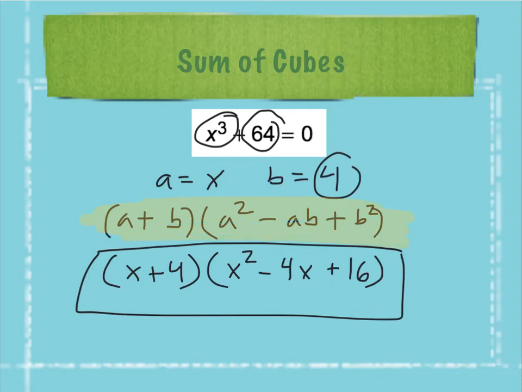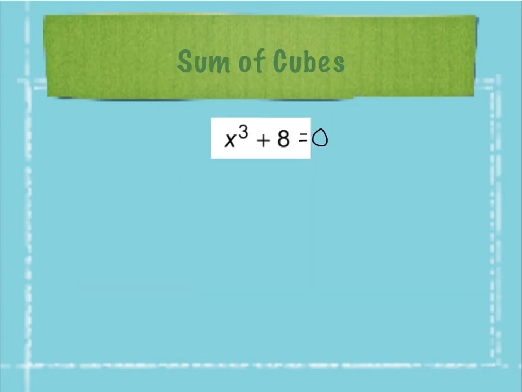Ready for another example? Okay, again, we have the sum of cubes. So what do we need to do first? Find the a and b. So the a is x, and what's the b? Remember, this is our b cubed, so we need to find what number cubed gives us 8. 2. Perfect.